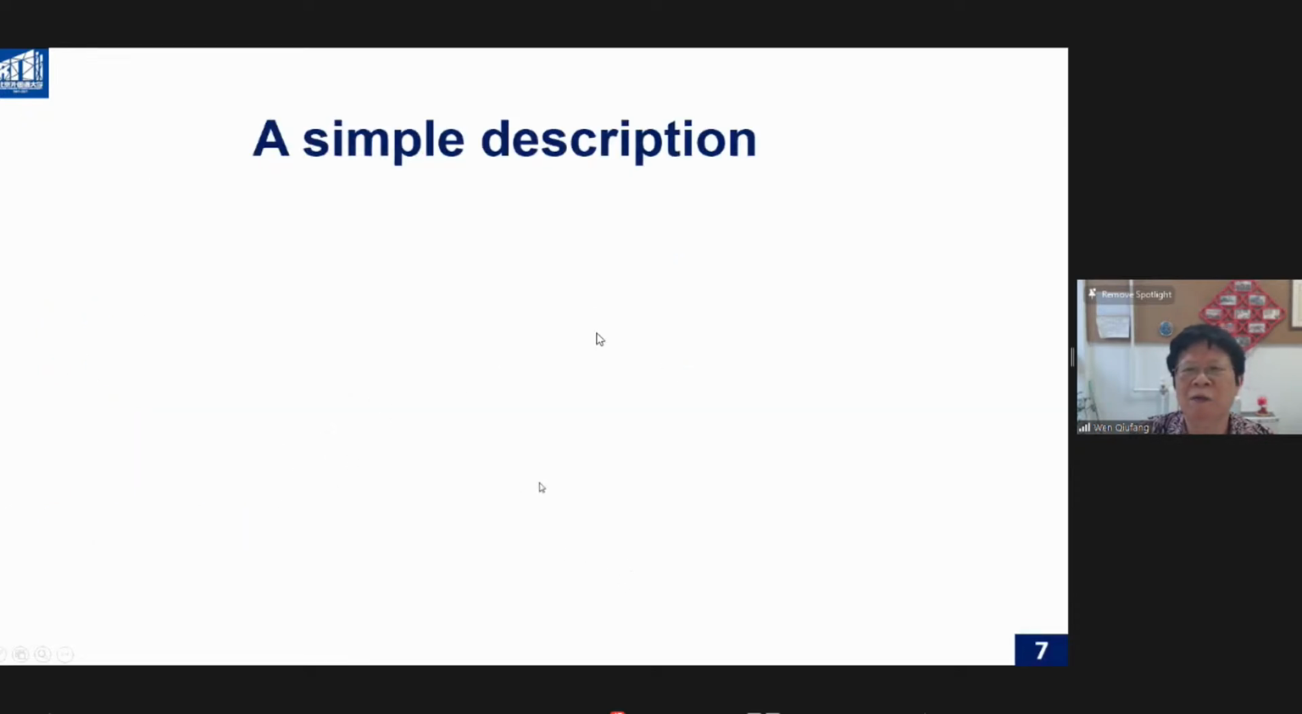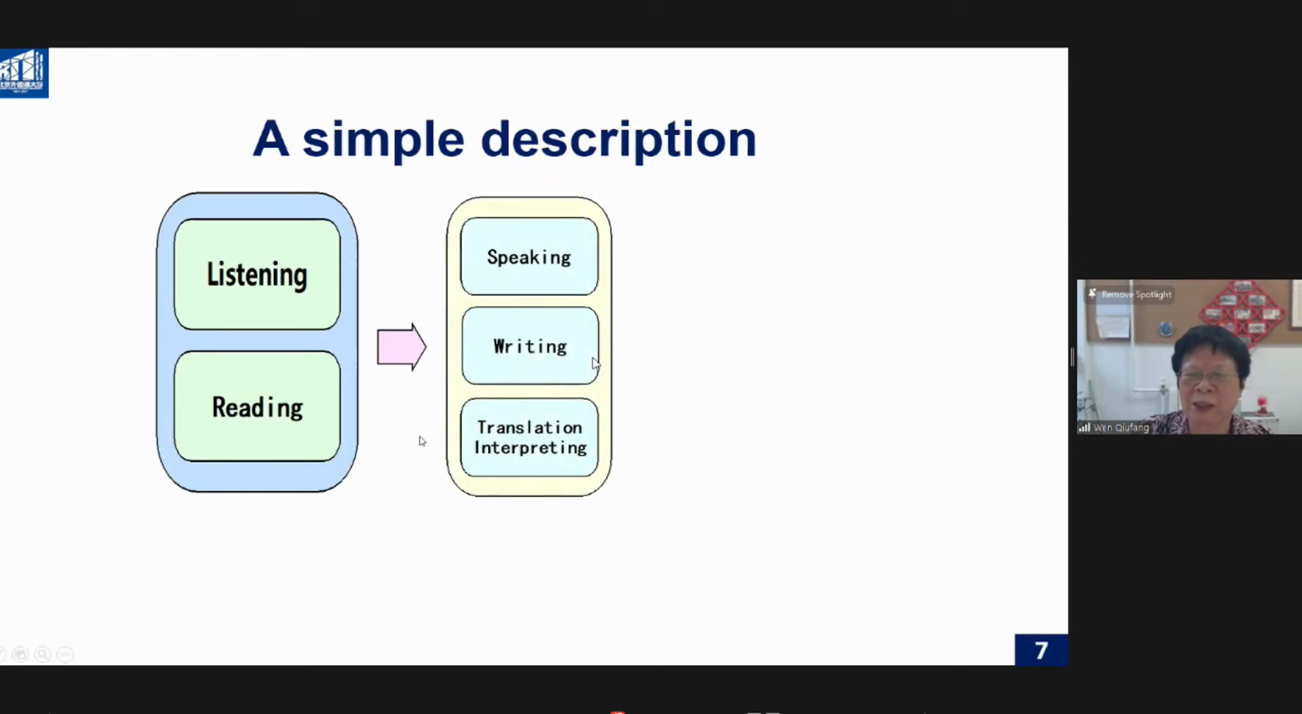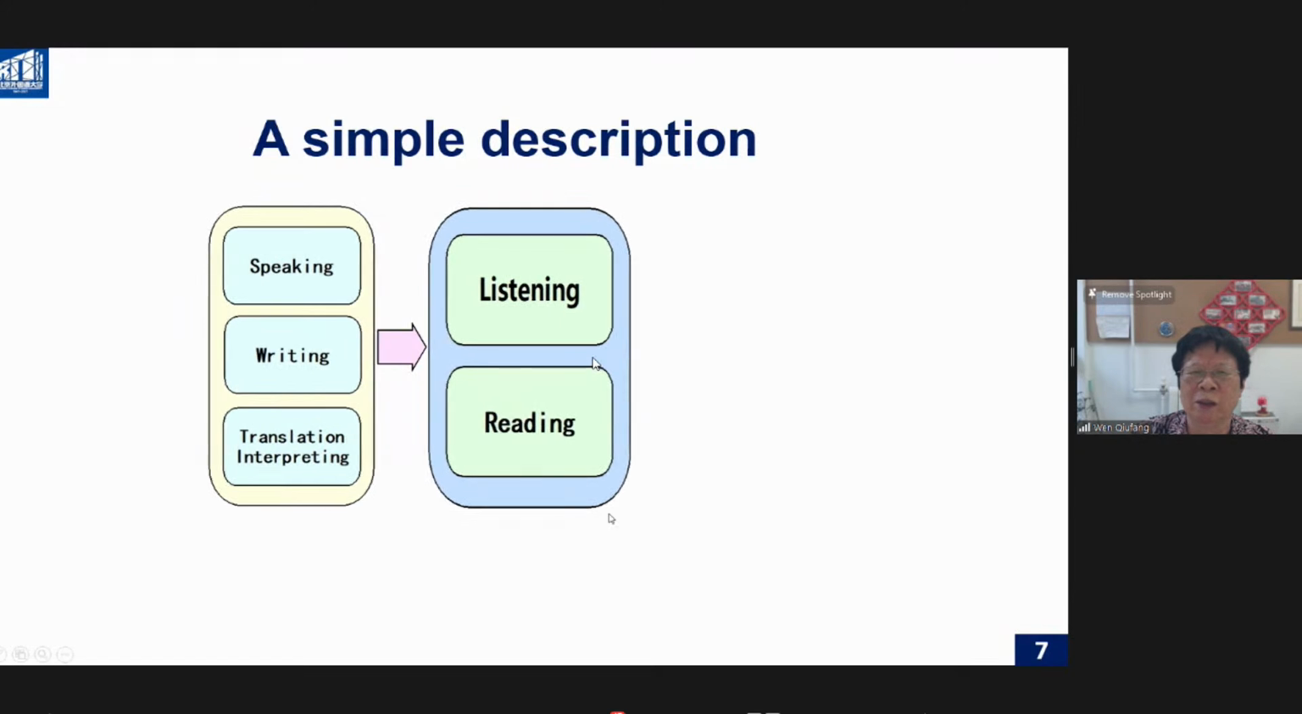Now, I'm afraid some of you are not familiar with the term POA. Due to the limited time, I give you a very simple description, which is easy for you to understand. Normally in teaching, we start with listening and reading, which is followed by speaking, writing, translation, interpreting. In fact, in a lot of classes, teachers only focus on listening and reading without time left for students to do productive activities. Now the POA will reverse the order.